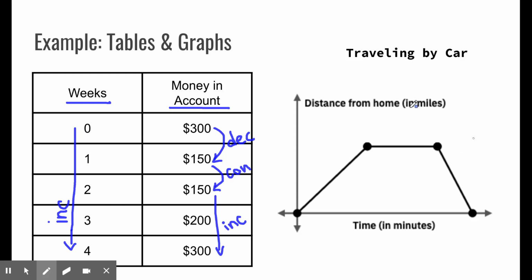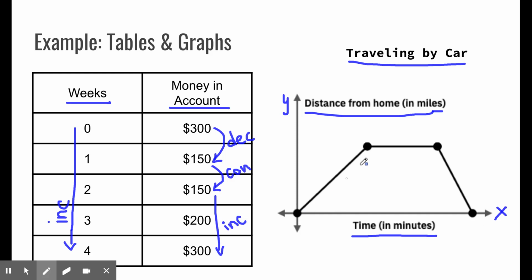With that said, let's take a look at the graph. We can see that it's titled Traveling by Car. So we're in some sort of car. Of course, it's always important to pay attention to our labels. So our x-axis here is labeled the time in minutes, and our y-axis is labeled the distance from home in miles. So that's pretty cool. Again, in this graph, we don't have a scale, so we don't have any numbers to refer to, but that's okay. We can still get a general idea of what's happening here.